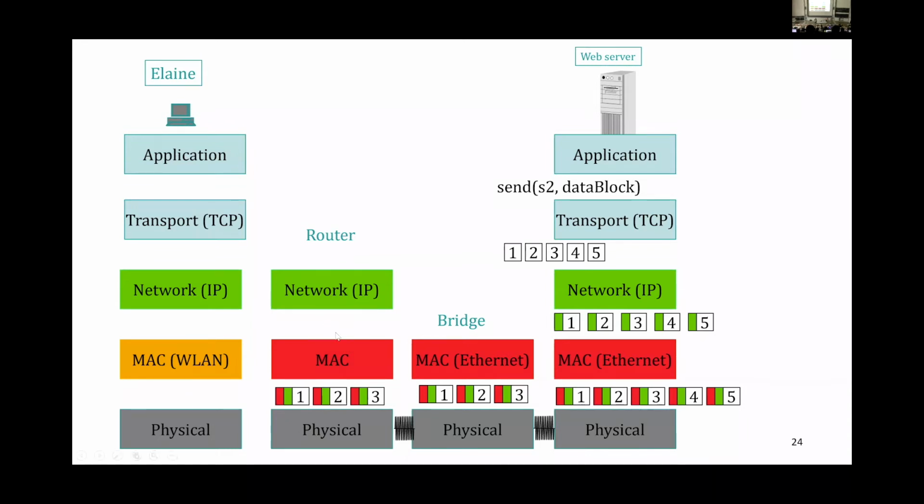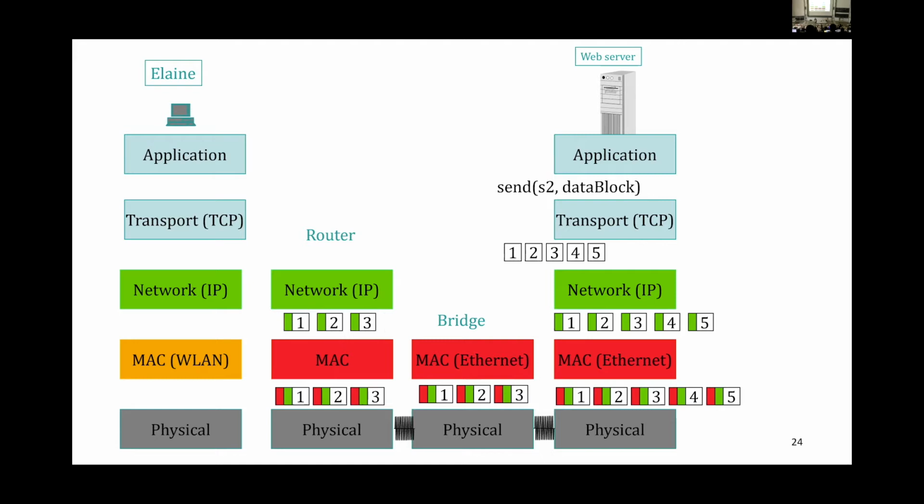Now, what does the router do? The router receives the packet. Why does it receive it? Because the destination MAC address is the router. So in this red header, there is the destination address of the router. So it gets it. Seen from the MAC layer viewpoint, it is the destination. But of course, it's not the true destination.